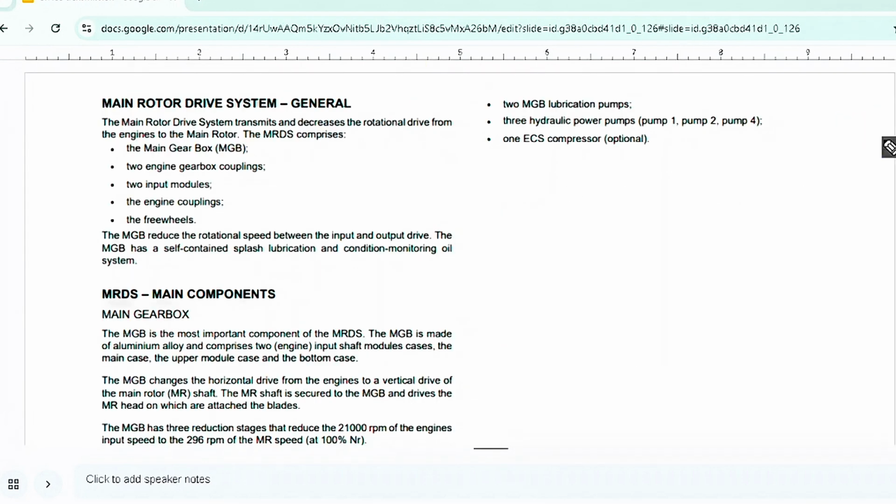As I mentioned before, we are going to focus on the main rotor drive system, so let's start. The main rotor drive system transmits and decreases the rotational drive from the engine to the main rotor. The MRDS comprises the main gearbox MGB, the two engine gearbox couplings, two input modules, the engine couplings, and the freewheels. What is the purpose of the MGB? The MGB reduces the rotational speed between the input and output drive. The MGB has a self-contained splash lubrication and condition monitoring oil system.